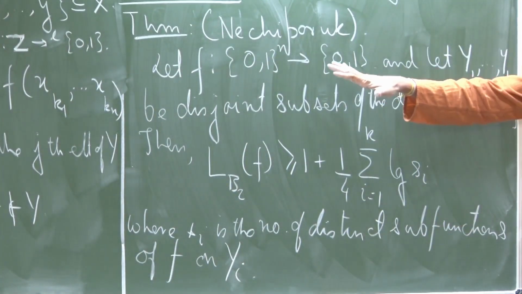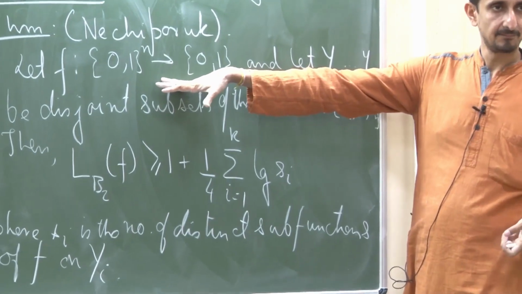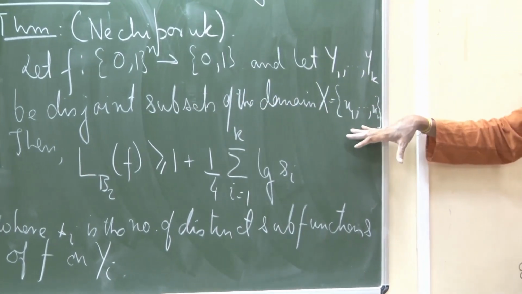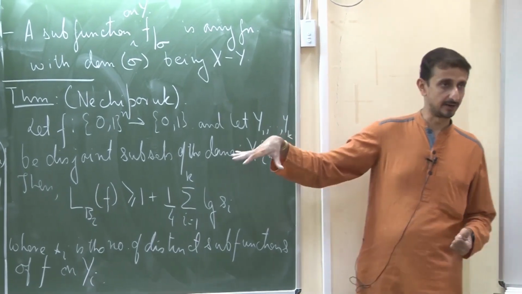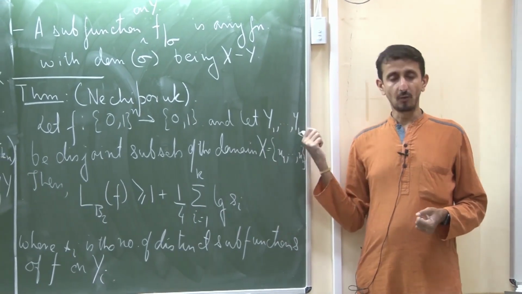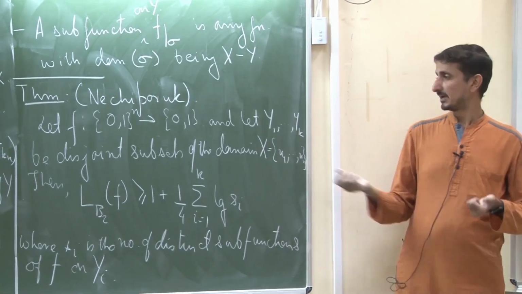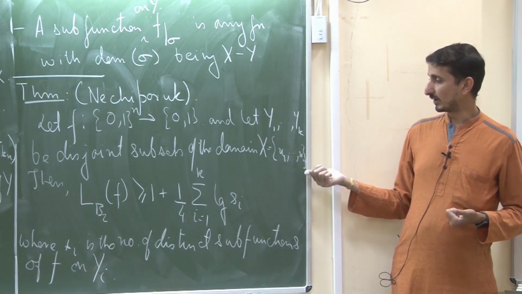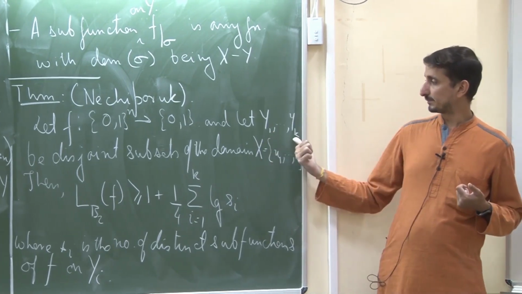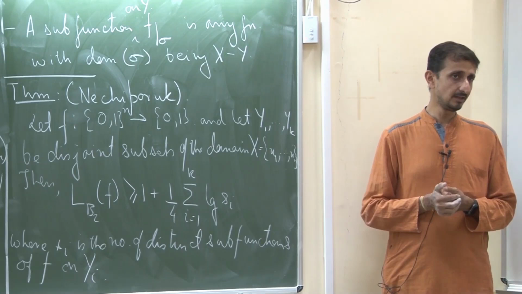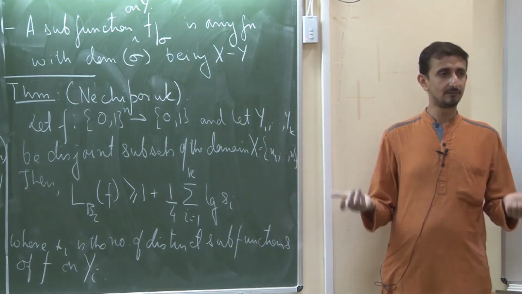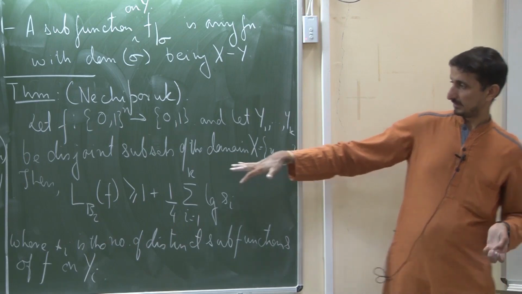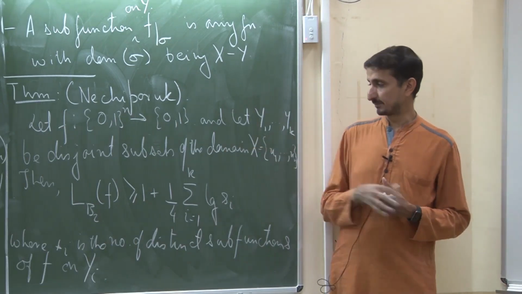So, we take a function f and we look at its domain and we just consider subsets of the domain that are disjoint, okay, some Y1 to Yk. Basically this is just a collection of the variables x1 up to xn such that no two subsets have a variable in common, but it need not be a partition in the sense that it need not contain all the variables. I am not saying it is a partition, just these are subsets.